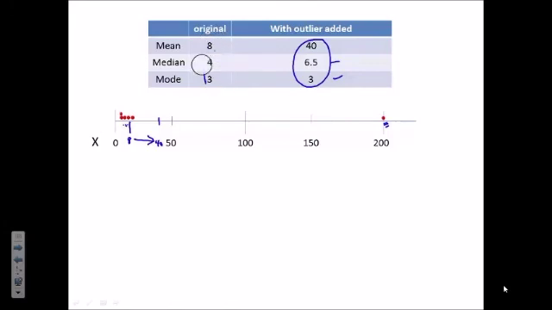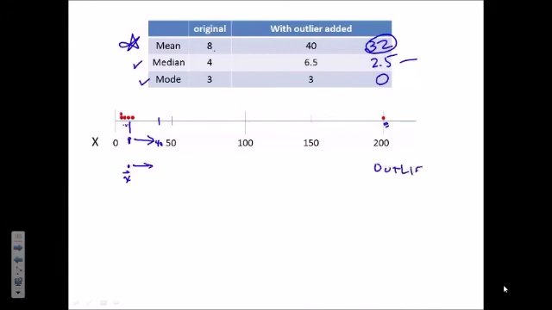Another way to look at that is, without the picture, 40 minus 8 is 32, 6.5 minus 4 is 2.5, and 3 minus 3 is 0. So the mode did not change at all. The median went up by 2.5 points, but the mean was affected most. It went up by the most. We say that the mean was pulled towards the outlier. So outliers pull the means toward themselves, and the mean is the average that was affected most by the inclusion of an outlier.